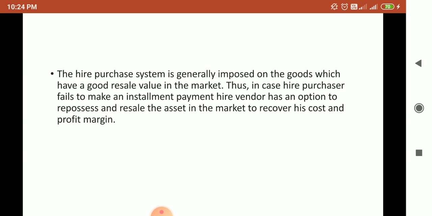Suppose here two parties are involved, that is the hire vendor and the hire purchaser or hirer. If the person who is purchasing on hire purchase fails to pay the installments, then the hire vendor or the seller has a right to repossess the asset and resell it in the market to recover the losses, or the cost and the profit margin. So this is the simple concept of hire purchase.